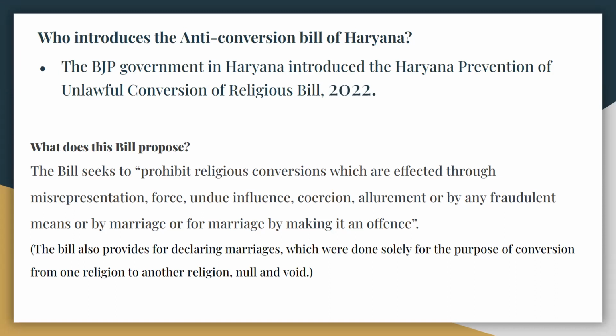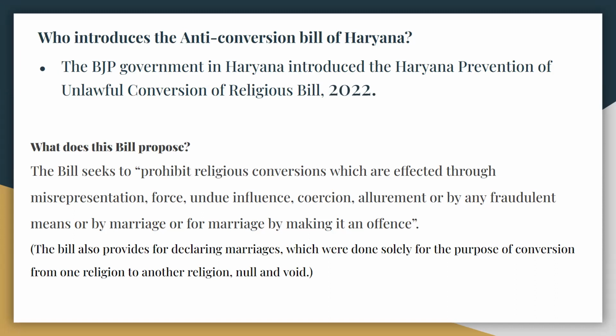And it is written, or by any fraudulent means. Fraudulent means if you have an intention to cheat someone, that comes under fraudulent means. And then it is written, by marriage or for marriage. By marriage, let's take an example: you are marrying a boy or girl of another religion, and that person forces you to change your religion, then it is also an offense. And for marriage means you are going to marry someone and he or she asks you to change your religion, saying that if you do not change your religion, then I will not marry you, and this is also an offense.